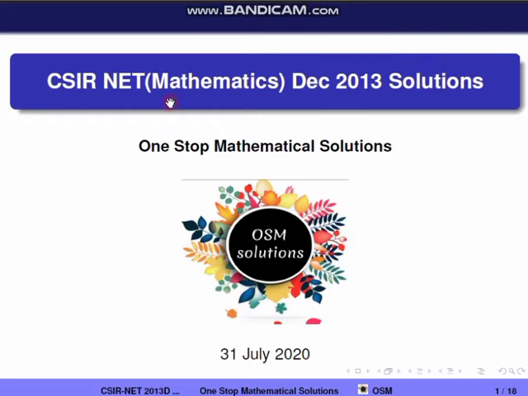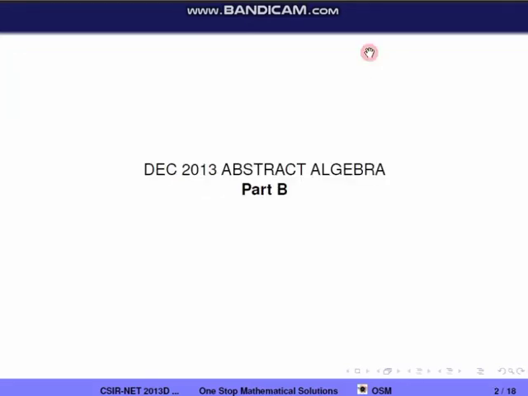Today we are going to solve the CSIR NET Mathematics December 2013 question paper. In this video we have only dealt with the abstract algebra part. First we'll look into the part B questions.